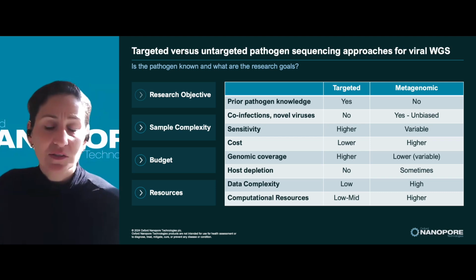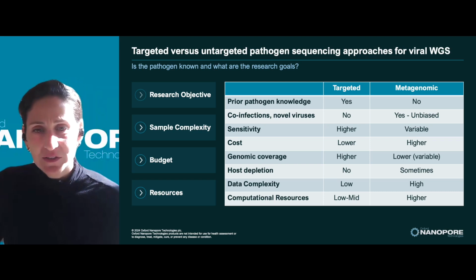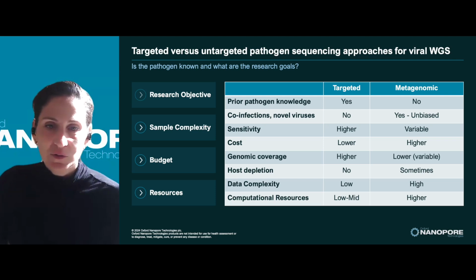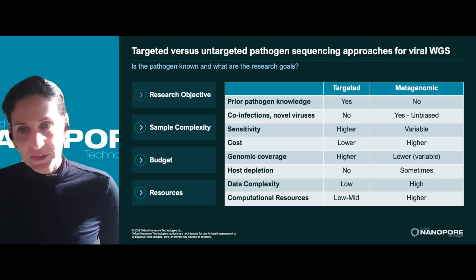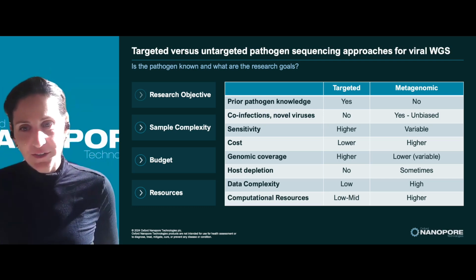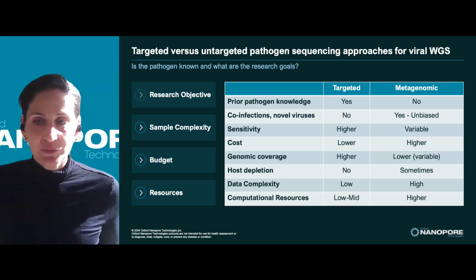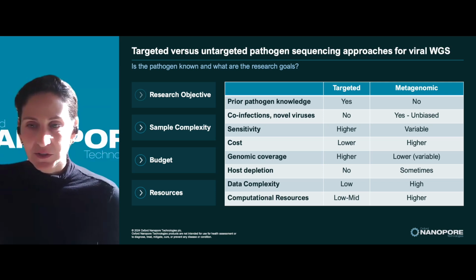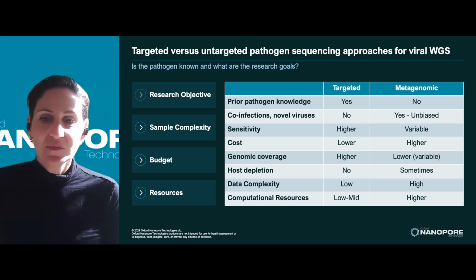So when would you want to take these targeted versus untargeted approaches for viral whole genome sequencing? Really, this is going to depend on your research objective, whether or not you know what you're looking for. And of course, there are several pros and cons that come with each of these approaches. With a targeted approach, you can't find novel viruses, and you can't characterize potential co-infection. However, you will end up with greater sensitivity, although possibly you may end up missing what else might be there.